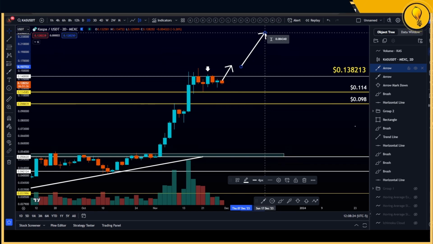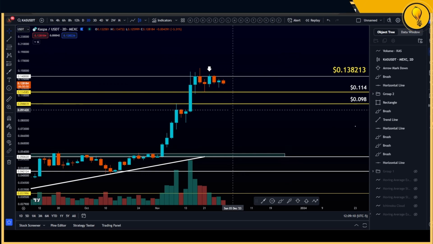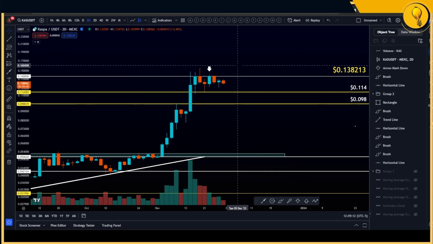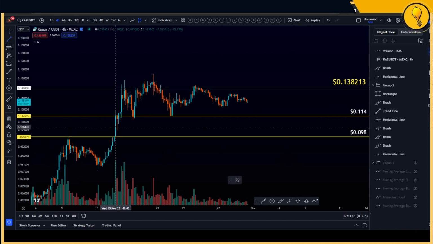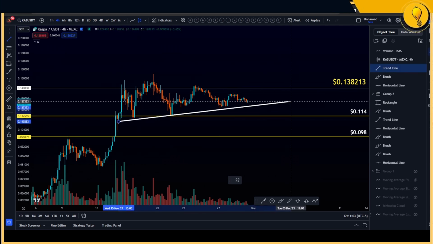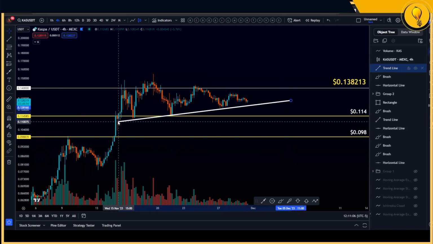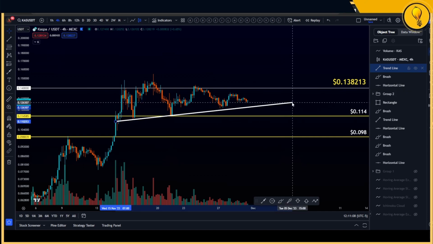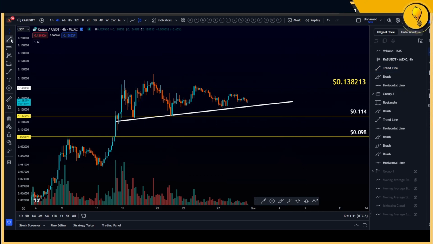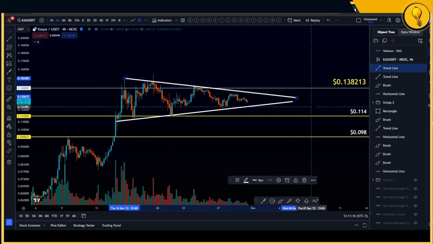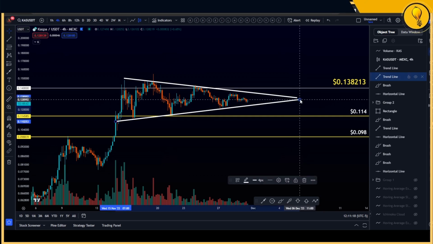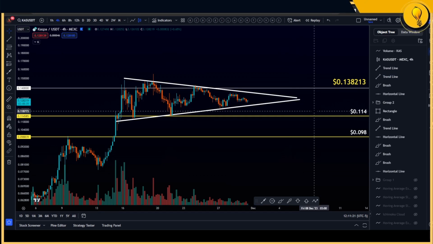KASPA is looking great. However, now let's consider the big elephant in the room, or should I say the big bear in the room. So here's what I noticed earlier. If I take you over to the 4-hour time frame, you guys are going to spot a very, very clear symmetrical triangle formation. This is it right here. That is the bottom threshold of the symmetrical triangle, and this is the top threshold of the symmetrical triangle.